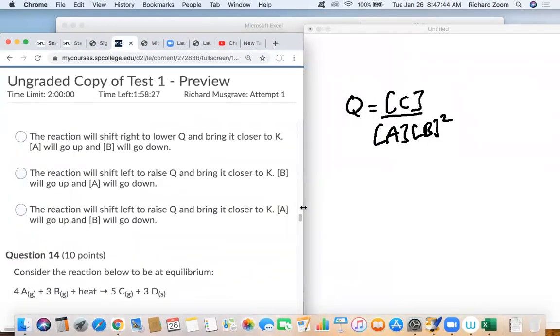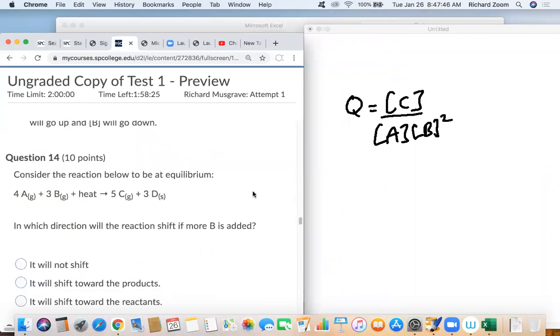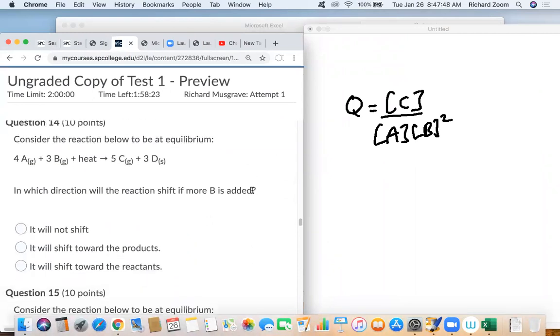Okay, let's have a look at this one. Consider a reaction below at equilibrium. In which direction will the reaction shift if more B is added? So what I would want you to do there is look at this and say, well, B is on the reactant side. If we add more B, the reaction will shift towards the product side. The logic there is that the reaction will want to use up the B that you've added. So it will move towards the product side in order to make that happen. Anybody have any questions?